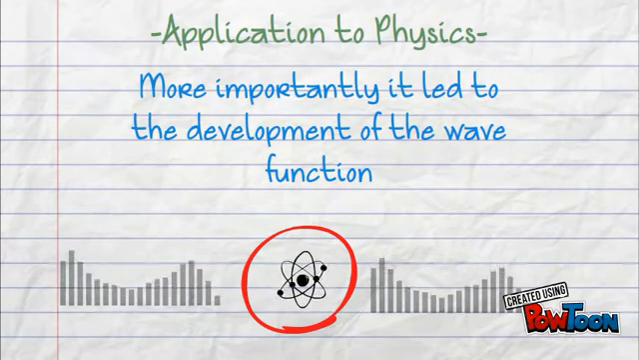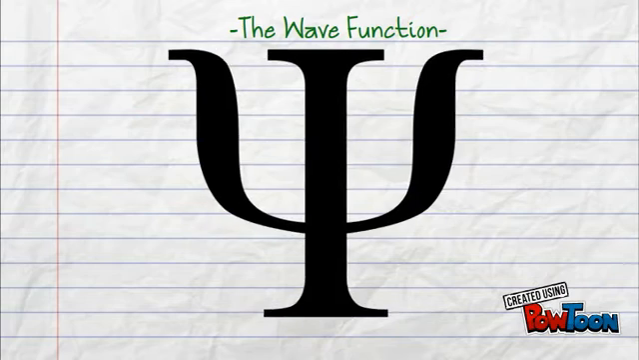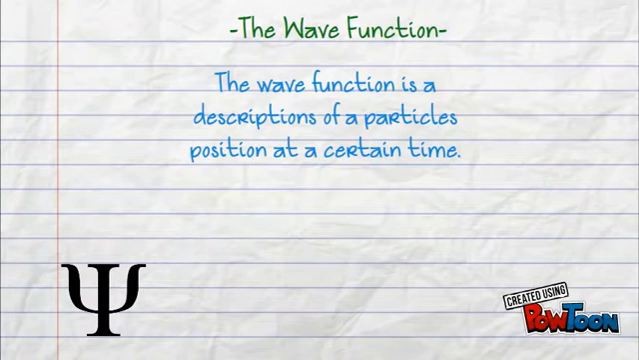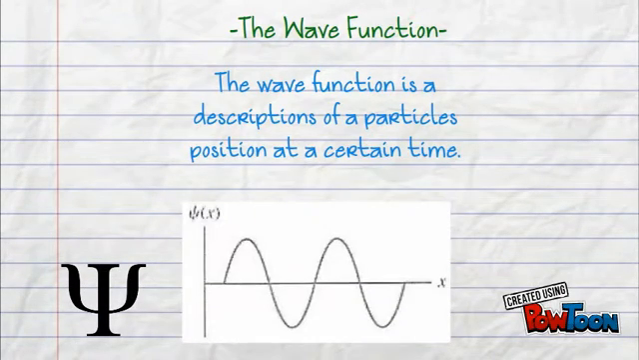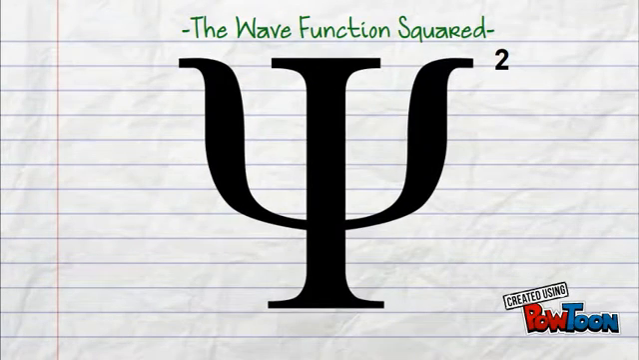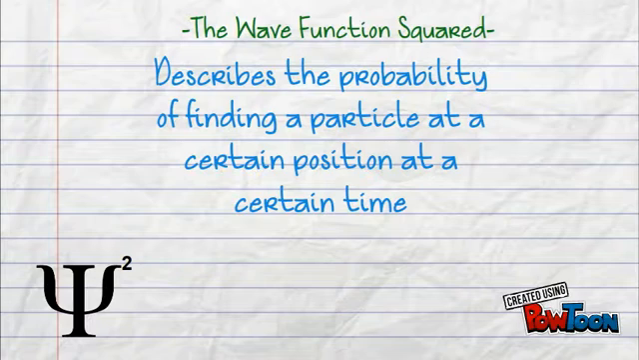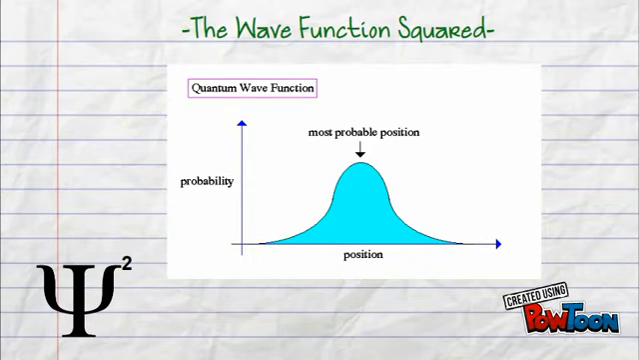More importantly, it led to the development of the wave function. The wave function is a description of particles' position at a certain time. In other words, it describes what a particle is doing and how it's behaving, and can predict things such as speed. The wave function squared describes the probability of finding a particle at a certain position at a certain time. The higher the amplitude, the more likely it is the particle will be found at that position.